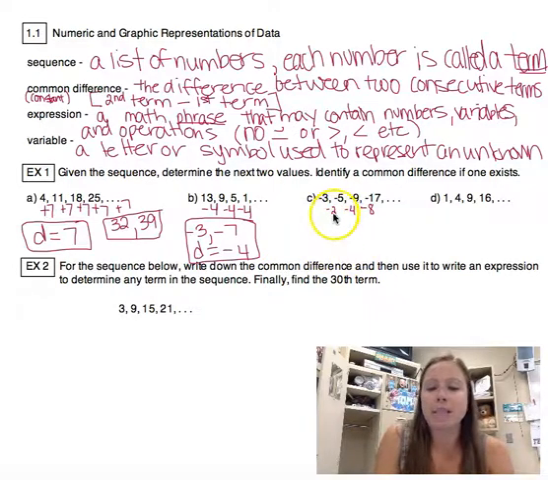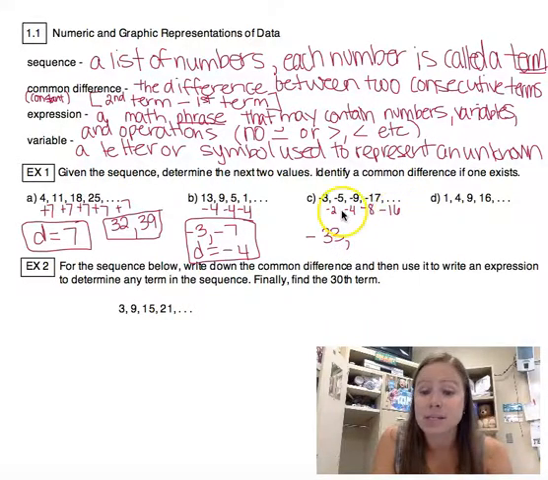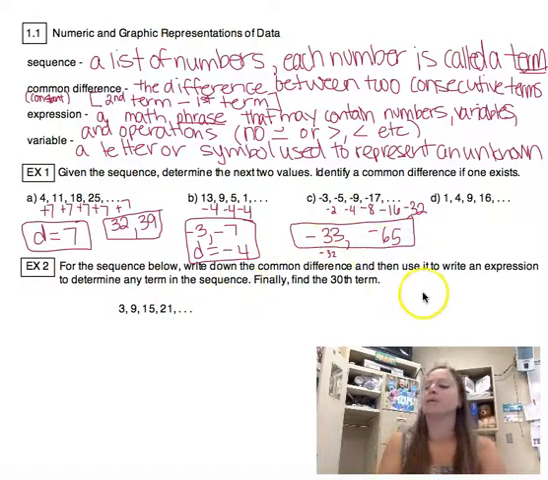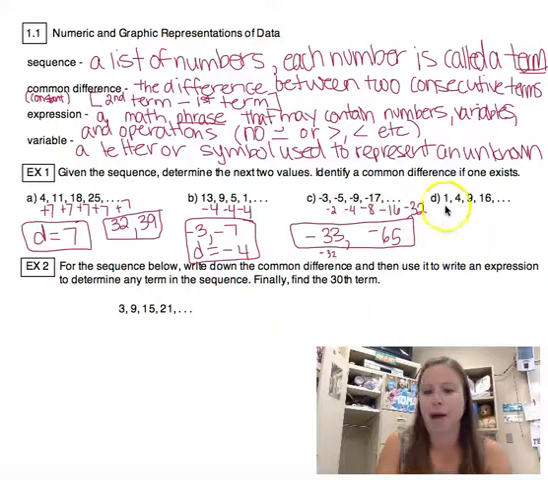So here I went down by 2, then by 4, then by 8. So 2, 4, 8, I'm multiplying the amount that I'm subtracting by 2. If I follow that pattern, the next time I would subtract 16, which would give me -33. And then the next time I would be subtracting 32, so -33 minus 32 would give me -65. So these would be the next two terms in my sequence. I don't have a common difference to identify.